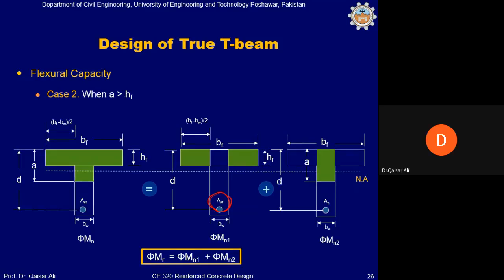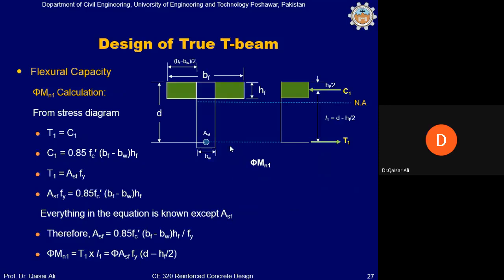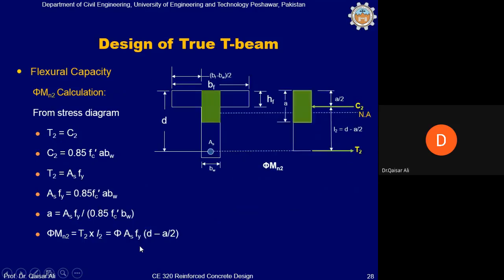This Asf is directly known to us because hf multiplied by bf. These are not unknowns to us because bf width will be calculated from the equation, and hf is the slab thickness. So Asf can be directly calculated as 0.85 f'c (bf minus bw) hf divided by fy, from which Phi Mn1 can be calculated very easily. For Phi Mn2, we will need the trials because small a is not known to us.